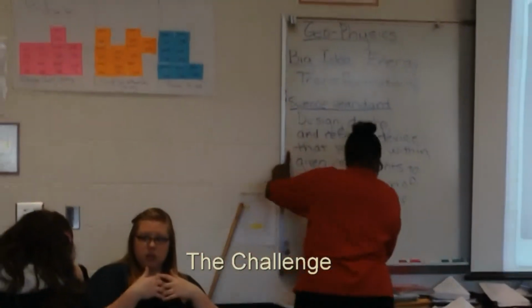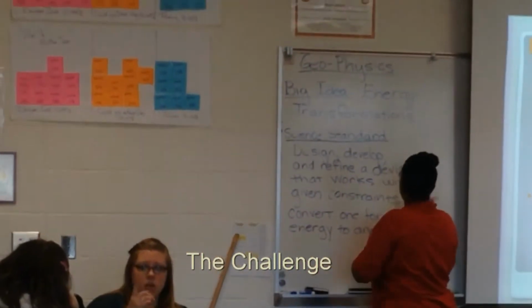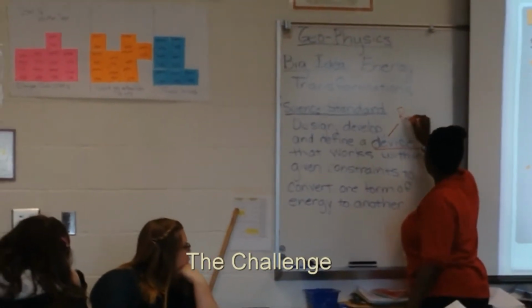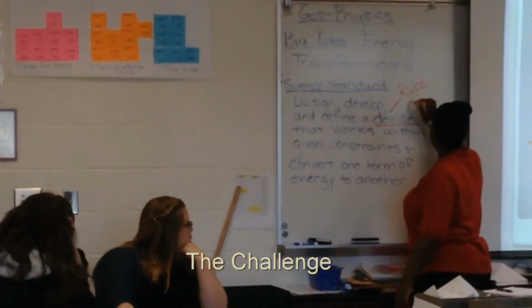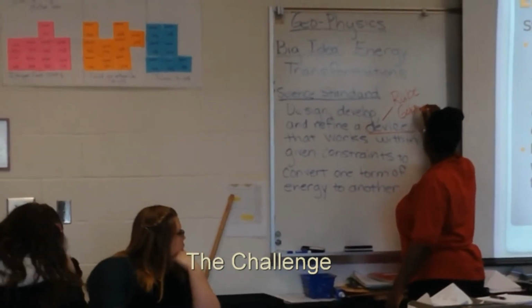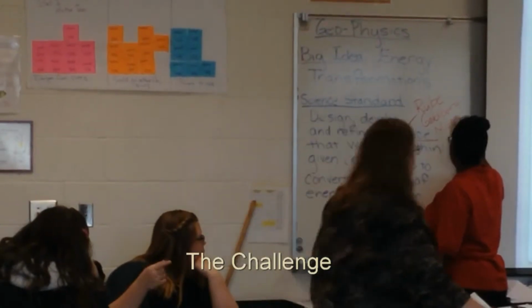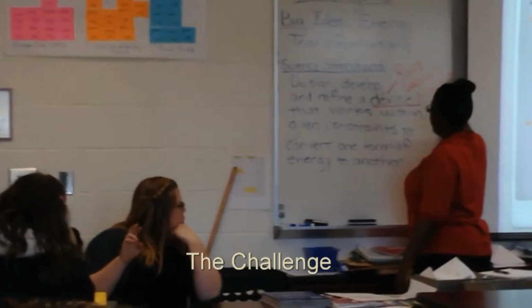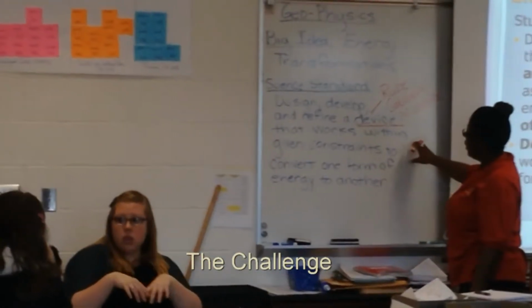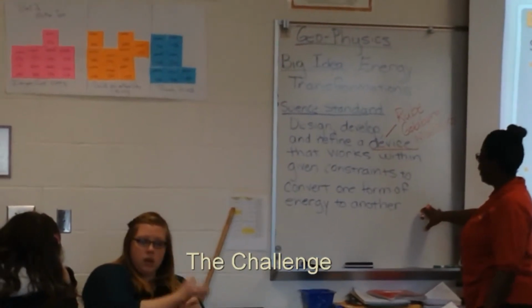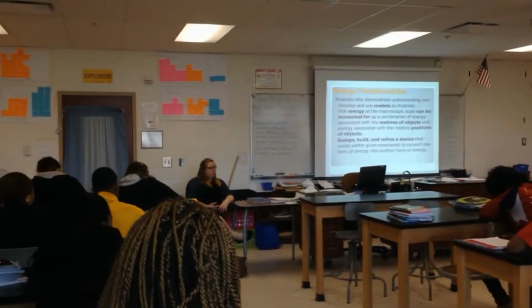What's the device we're going to define and develop? What are we going to use here? Rube Goldberg. I'm going to put this for our class. A Rube Goldberg machine is also called a device. Okay? That works within given constraints to convert one form of energy to another. Okay? So, we've agreed upon our challenge.